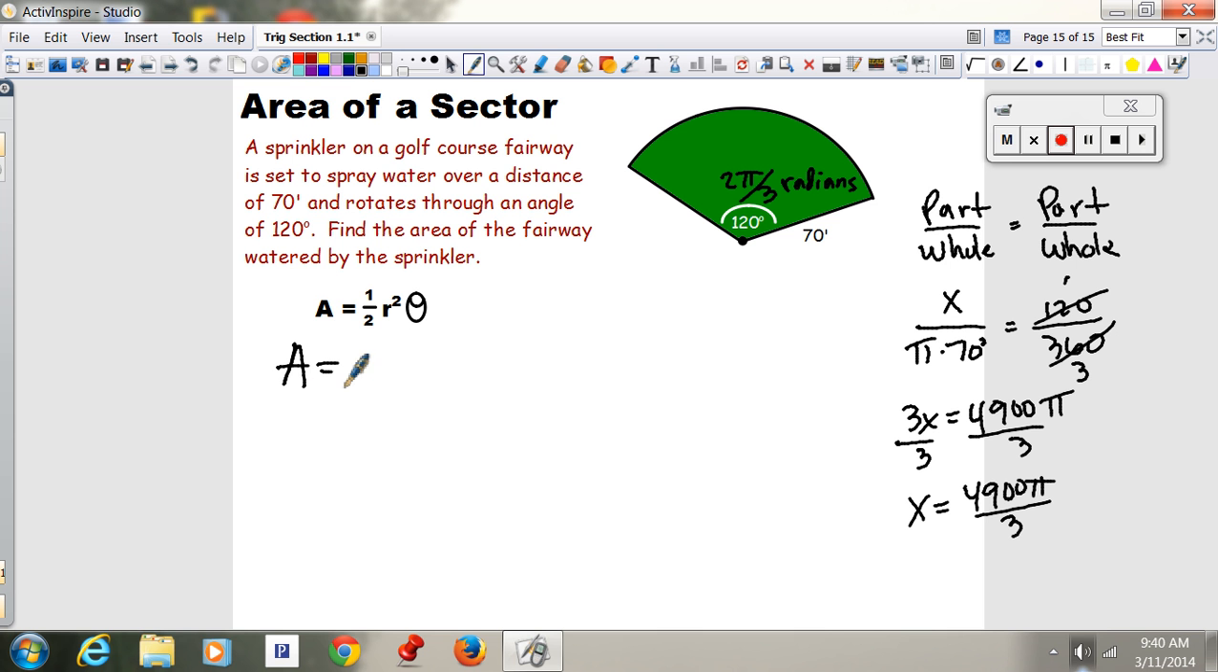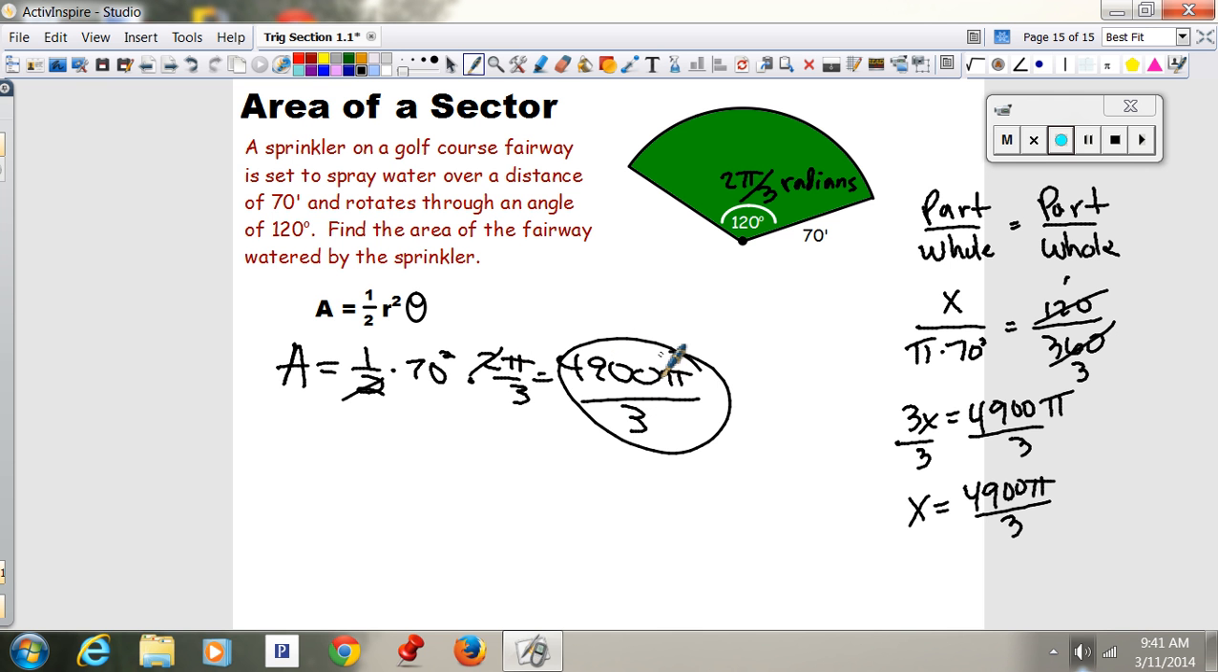If I knew the radians, all I have to do is plug in 1/2 times the radius squared times the radians, 2 pi over 3. Do you see anything I could cross cancel? The 2's. 2 and 2 cross cancel. What was 70 squared again? 4,900 times the pi divided by 3. We got the same answer both ways. Both directions we got the same answer.